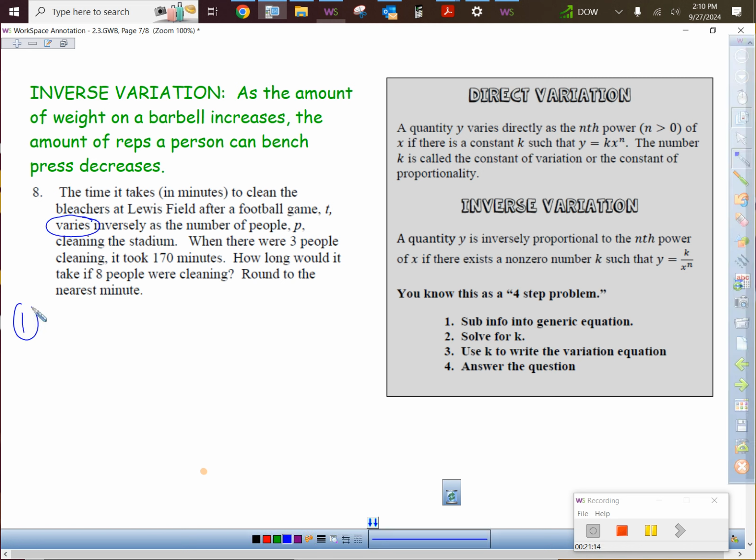We'll start doing step 1. They wanted T this time to be on the left side of the equal sign. And when they said inversely, that means we need a fraction bar. It varies inversely as the number of people, P, cleaning the stadium. So the P is downstairs. But guess who's upstairs? K. K always has to be involved. K is that weird constant of variation. K is always upstairs. But I think this makes sense to you, right?